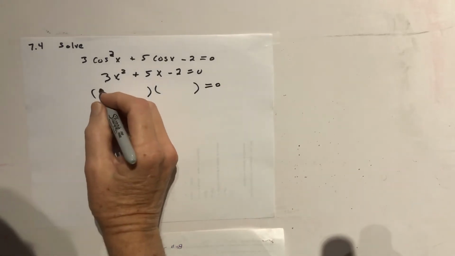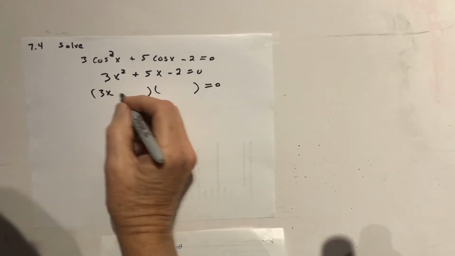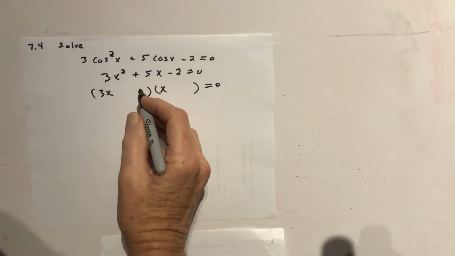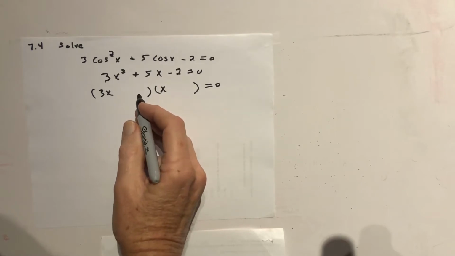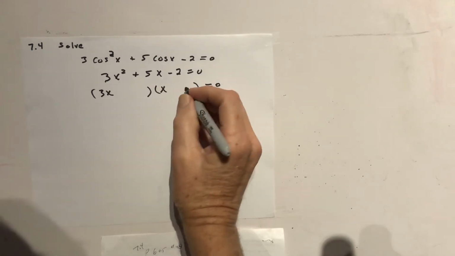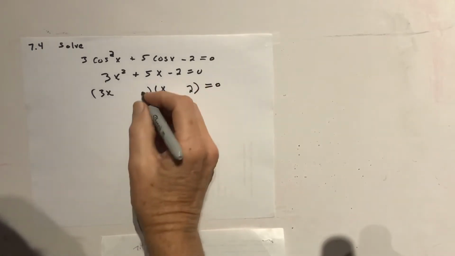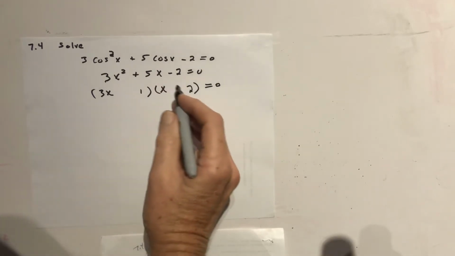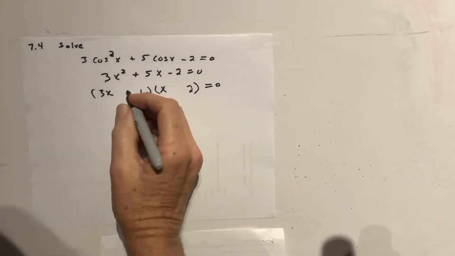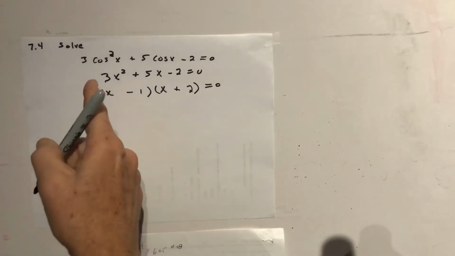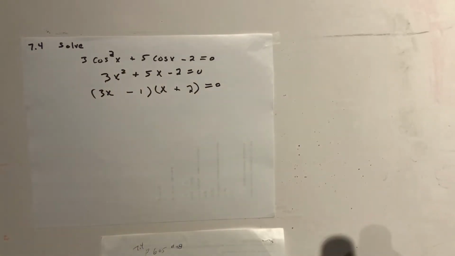Well, 3 can only be 3 and 1, and 2 can only be 1 and 2. If I put the 2 here, it'd be 6, take away 1. The 6 is positive and the 1's negative would give us 5. If I FOIL this together, I'll get 3x squared plus 5x minus 2.